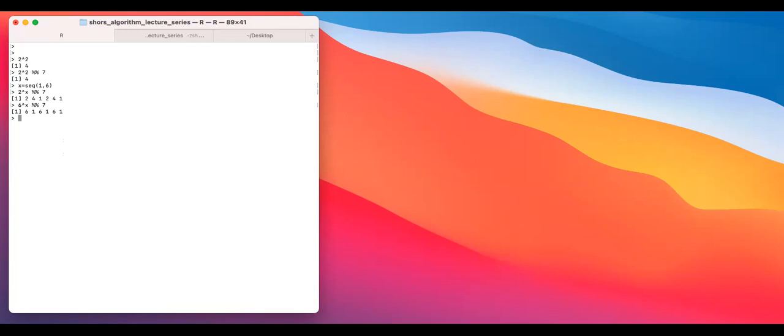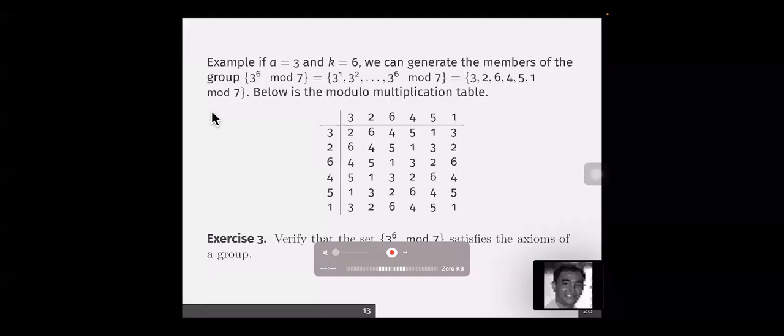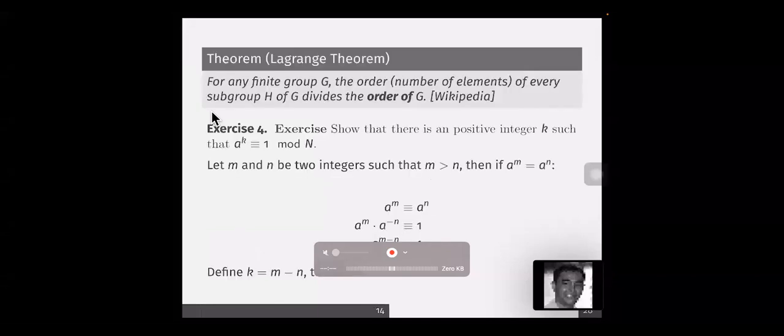How about 6? What happens if we have 6? So it only generates 2 elements. The group generated by 6 only generates 2 elements, 6 and 1. So that's an example of a subgroup. The number of elements is called the order of this group. So every subgroup meron siyang order, kasi group siya.